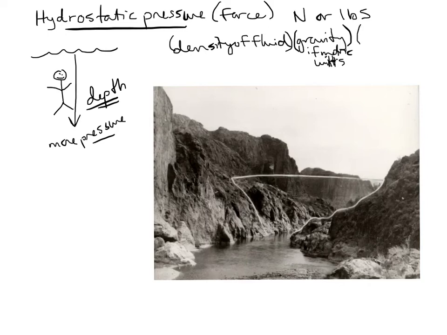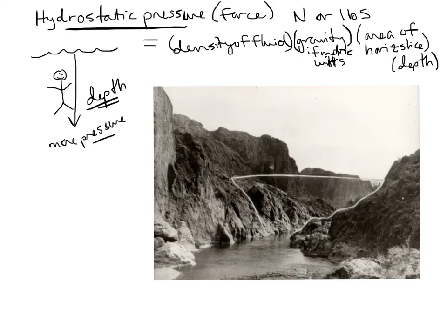Then the other thing that matters is area, the area of a horizontal slice. And the other thing that matters is the depth. So these are all multiplied together. When we find the hydrostatic pressure, that's going to be equal to the density of a fluid, gravity, area of a horizontal slice, times the depth of that slice. Okay, so that's the whole big picture of this.